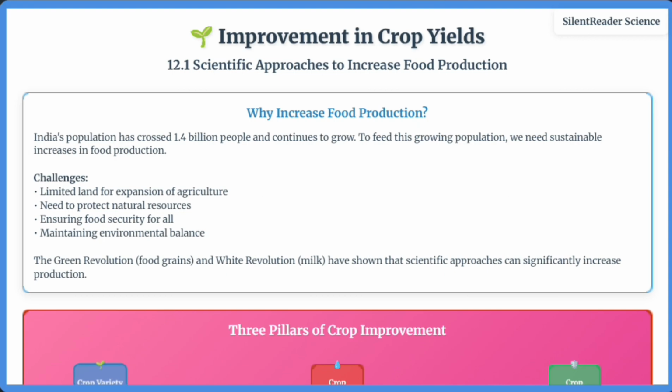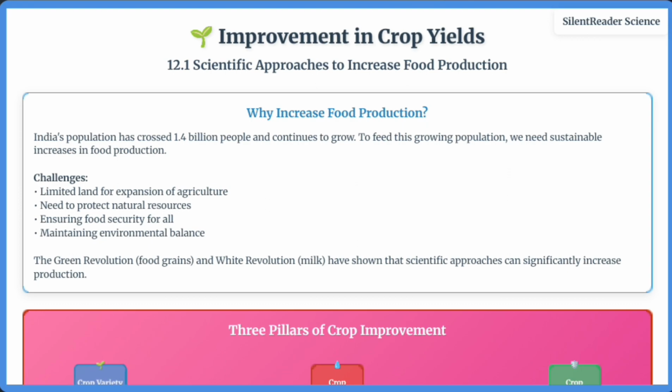Let's begin with understanding why we need to improve food resources. India's population has crossed 1.4 billion people and continues to grow. To feed everyone, we need to produce more food, but we can't simply expand farmland because most available land is already being cultivated. This means we must increase production efficiency through scientific methods.